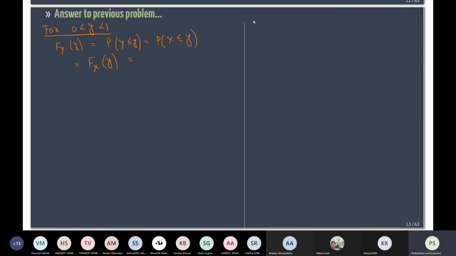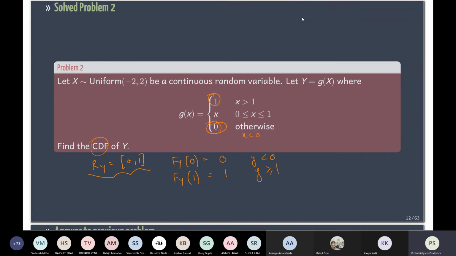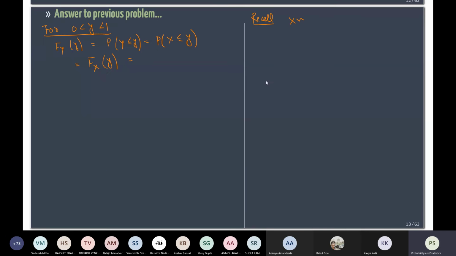So if x is uniform, recall the uniform distribution. What was the range given here? -2 to 2. Let us not bother about -2 to 2 for now. Let us just recall uniform(a, b).